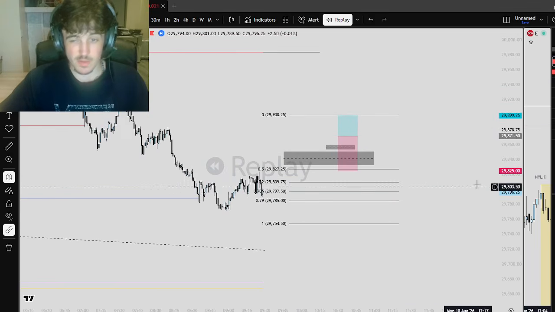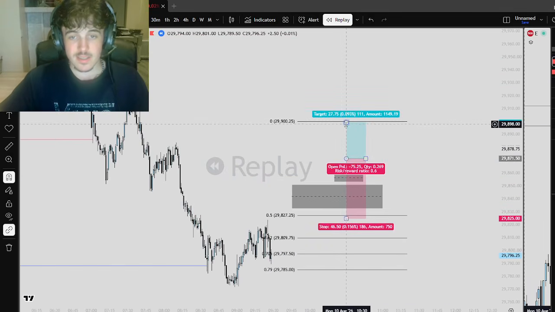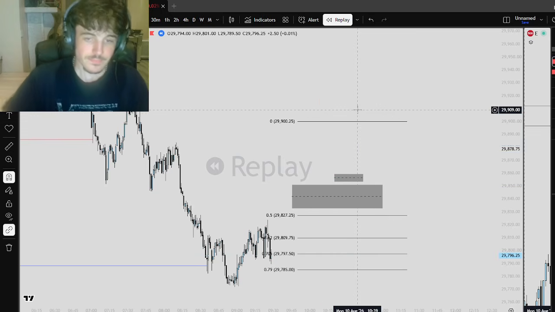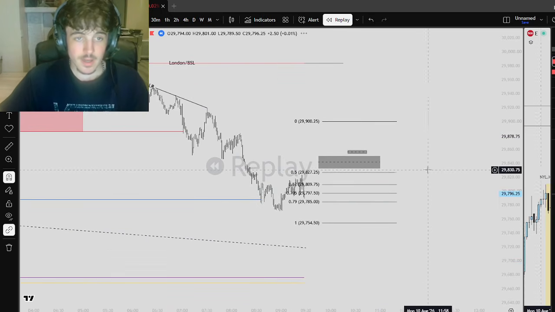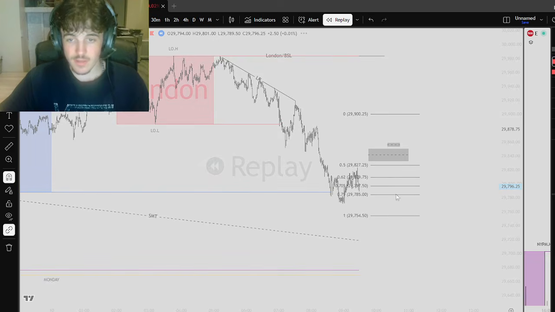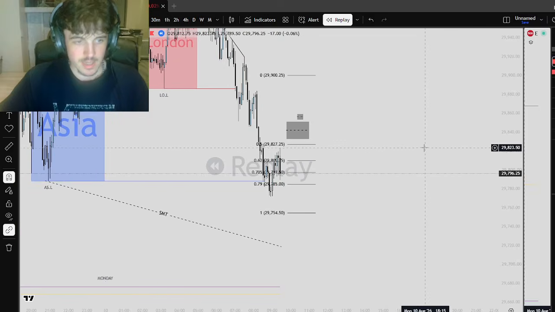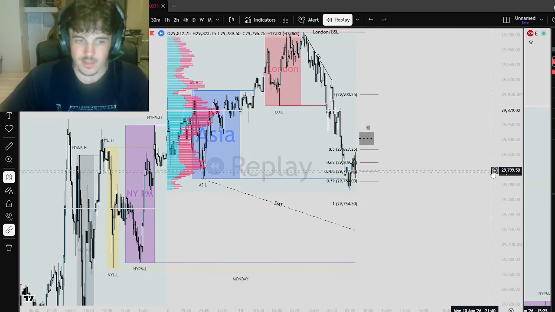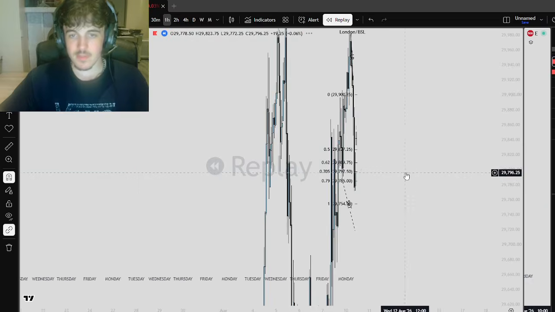So I stayed patient, waited for my model to present itself. It presented itself, and yeah, I managed the position very well and closed it when I felt there was an actual threat to my stop loss, and it ended up rewarding me by not taking a loss. So with that in mind, let's go over what I was thinking.